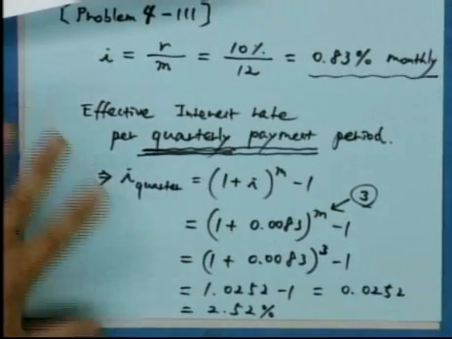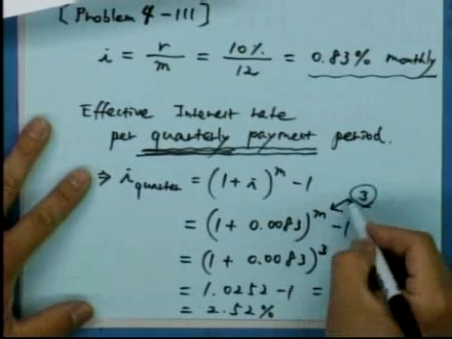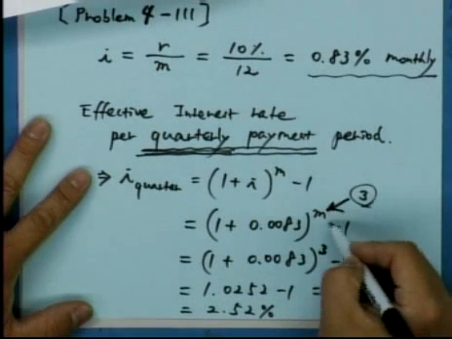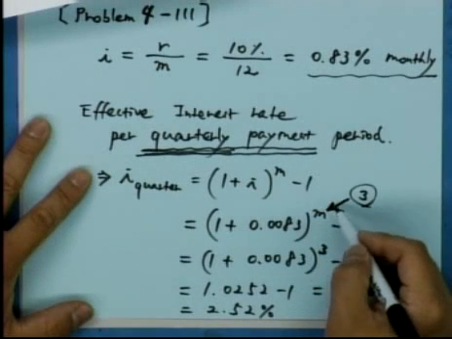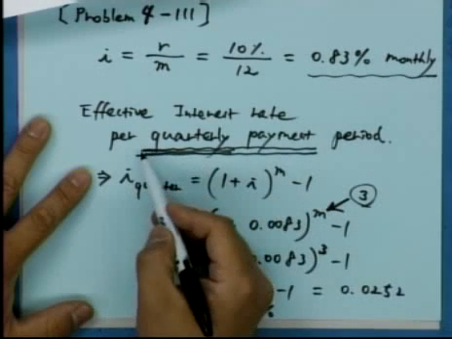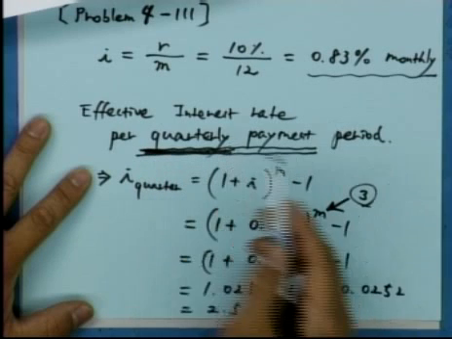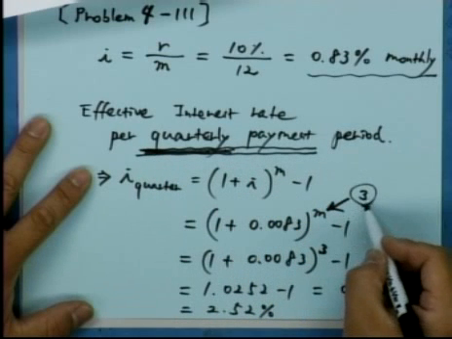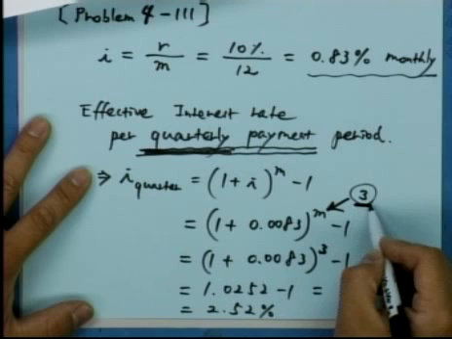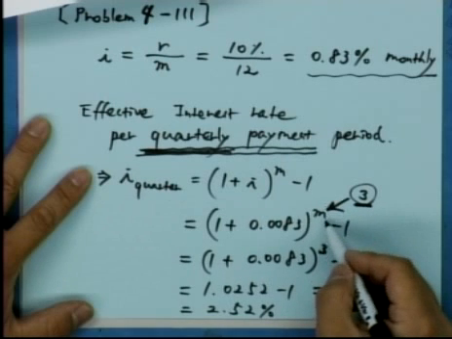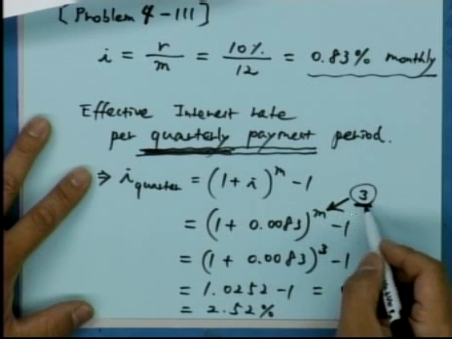So this is the tricky part. Here we use m equals 3 because we are considering a series of equal quarterly payments. And because there are 3 months in 1 quarter, that's why we are using m equals 3.